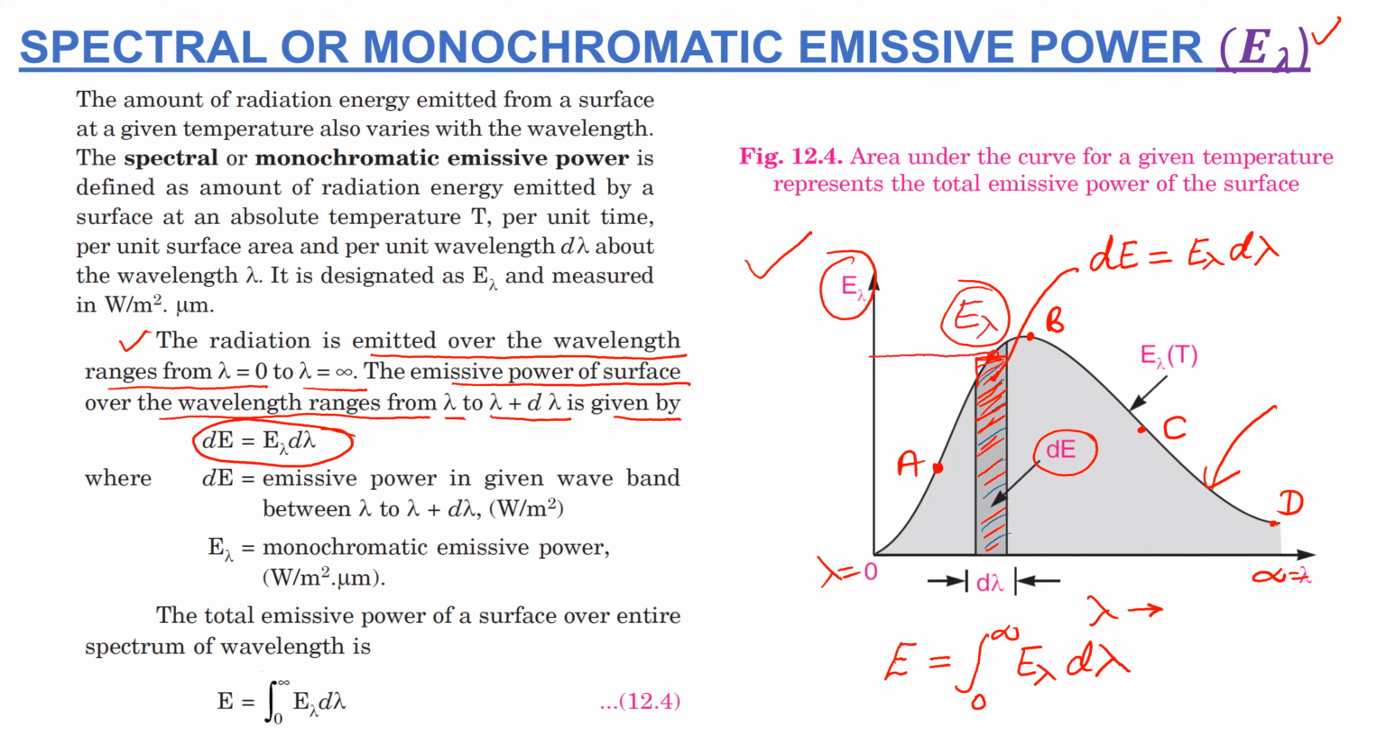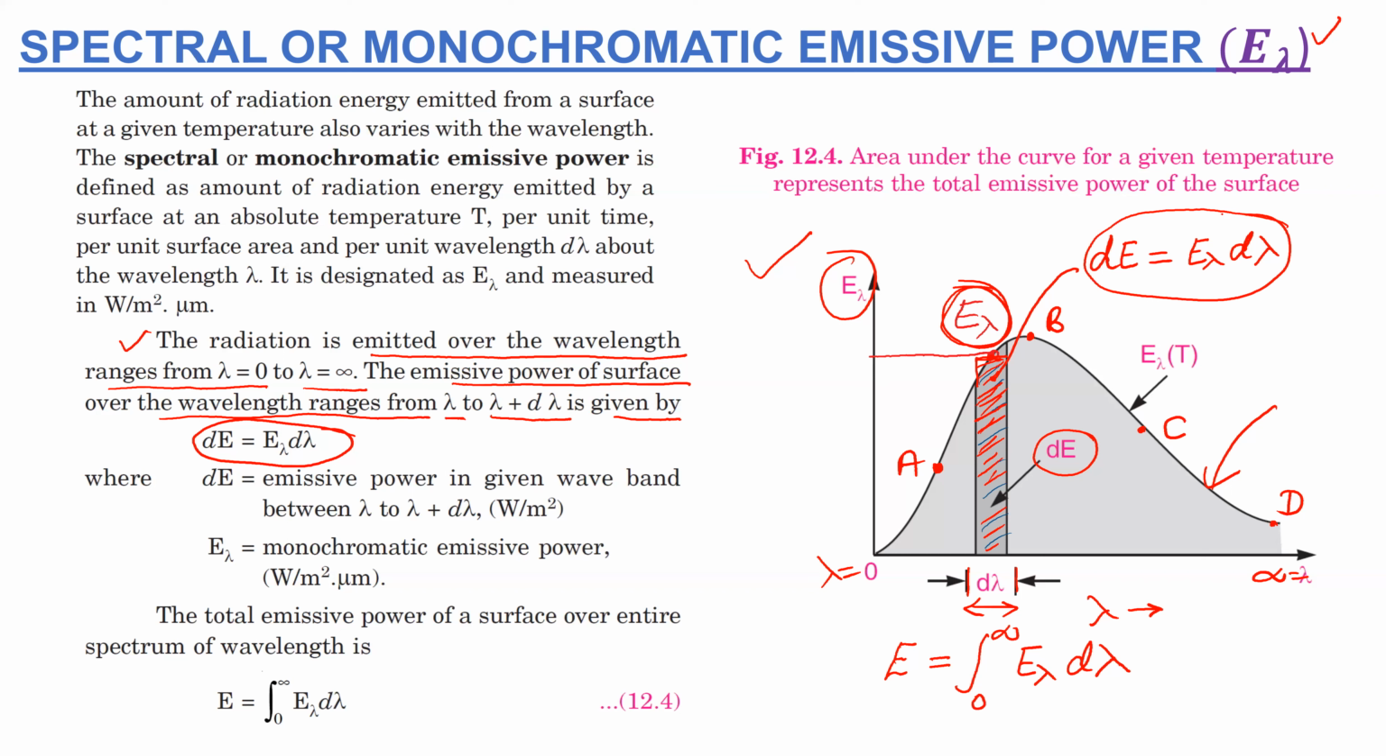It's a rectangle. So this range is d lambda. This is the wavelength range d lambda, and this is the value E lambda. So total energy emitted will be equal to dE, which will be equal to E lambda into d lambda. Basically, it's the area of the rectangle.